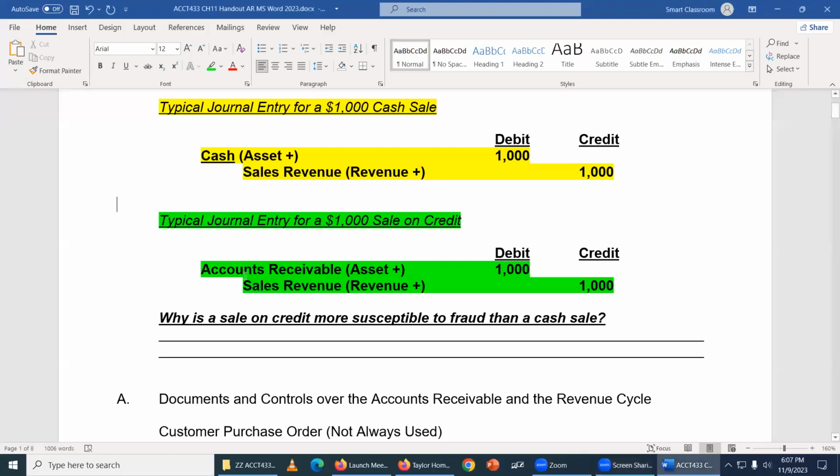So this is a common type of fraud. And sometimes they make up a customer. It might happen that they have a regular customer that they overship stuff to, called channel stuffing. But either way, it's easier to do because there is no cash to be proven wrong, basically.